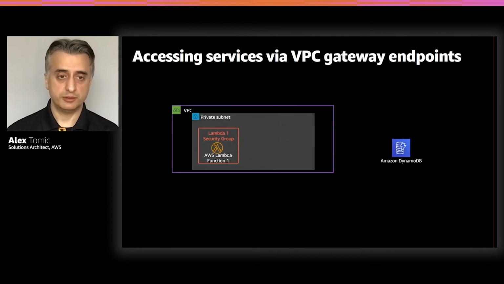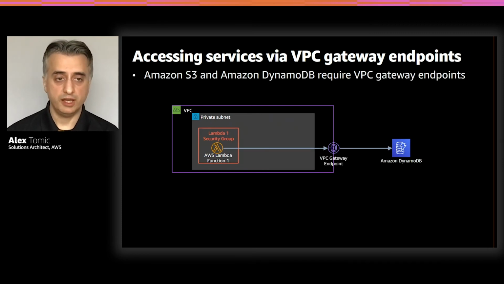We do need an endpoint in our VPC, but to get to Amazon S3 or to Amazon DynamoDB service, you'll need a special type of endpoint. It is a VPC gateway endpoint. Now notice the VPC gateway endpoint is not shown inside of a subnet. That is because gateway endpoints do not use network interfaces. Instead, they rely on route tables that direct traffic to the service endpoint.